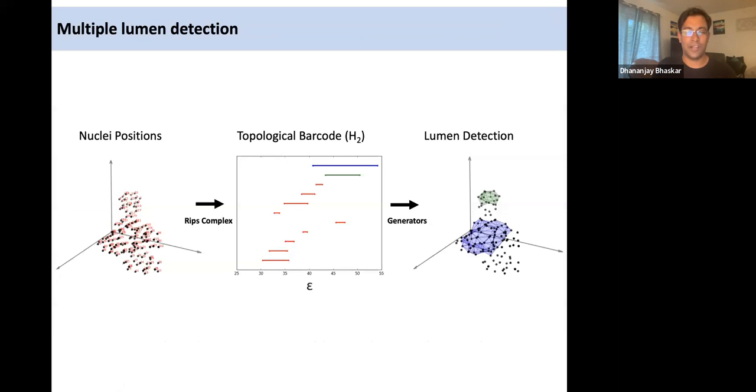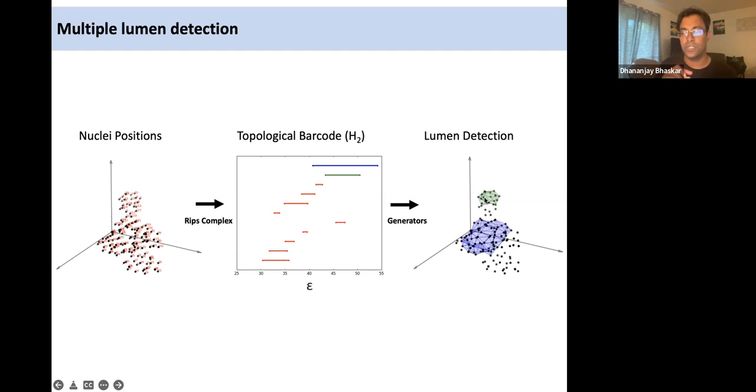And what we are doing now is we are looking at generators. So given the topological barcode for dimension 2, we ask what are the cells that lead to the formation of this hole or this void? And then we want the minimal set of cells that lead to the generation of this void. So we leverage these generators to then look at these empty spaces in that tissue.